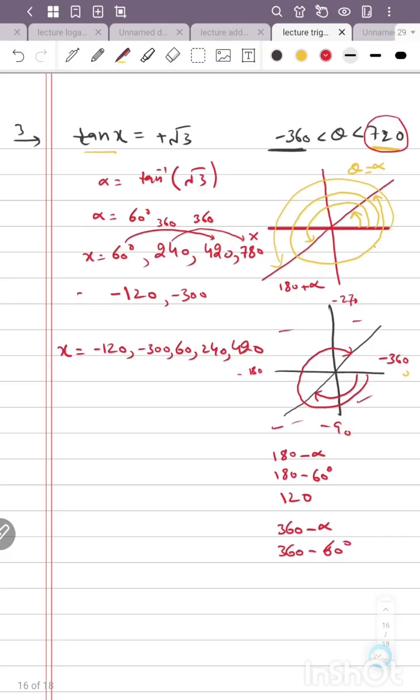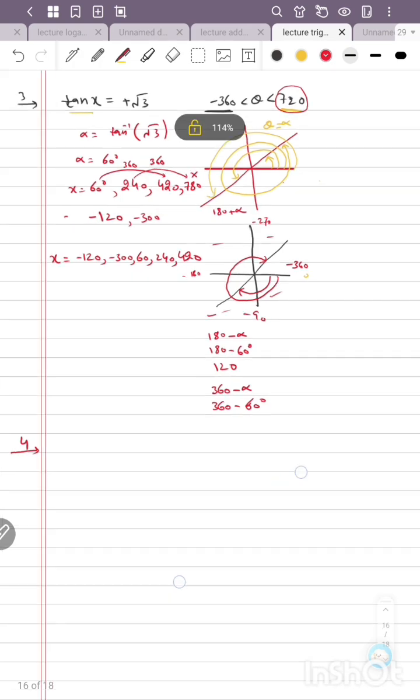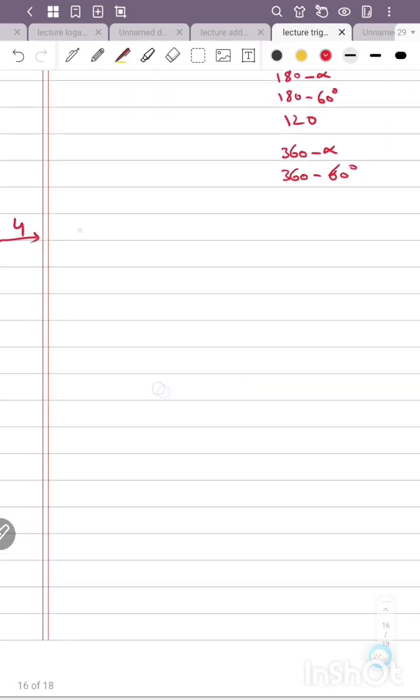Dear students, you have to understand the difficulty level of these questions. Now we have to move to our fourth question. What is the fourth question? We write it as cos 2x equals 1 by 2. Our interval is 0 less than x less than 360.